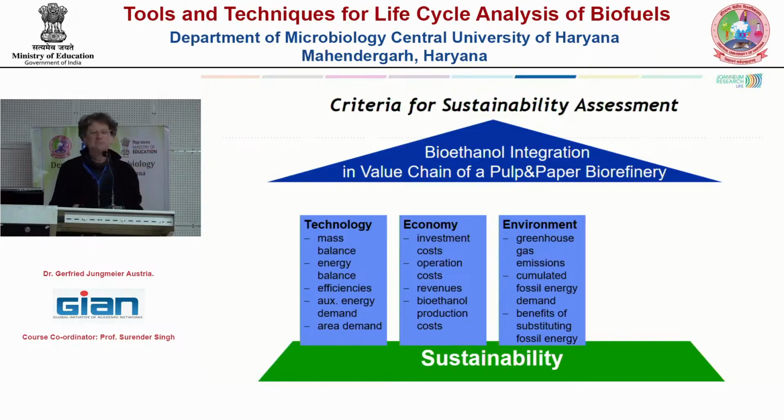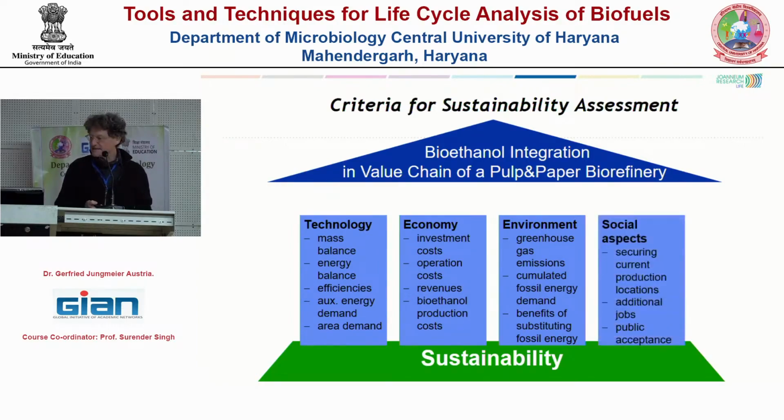We have 15 pulp mills in Austria, because we have much forests. We also have much pulp and paper mill. So then we made this environmental assessment, and finally also the social aspects, because you also need to involve the public acceptance on one hand, to see how many additional jobs you are creating if you make additional value there, but also in securing the production location.